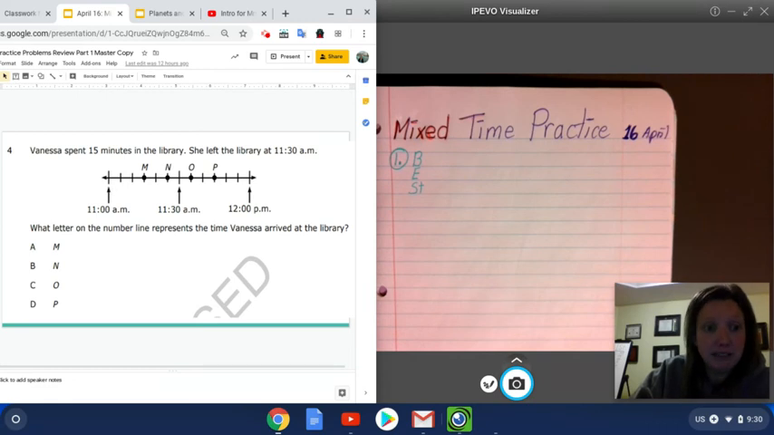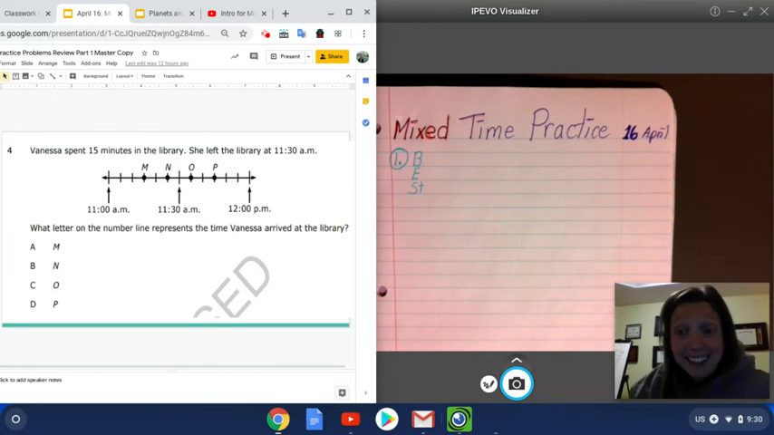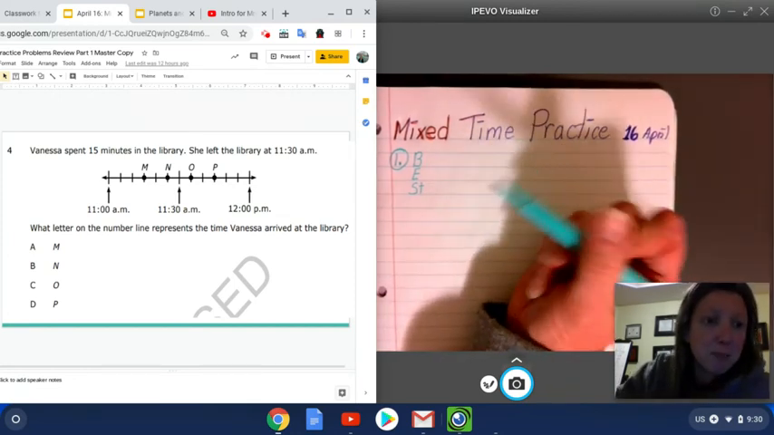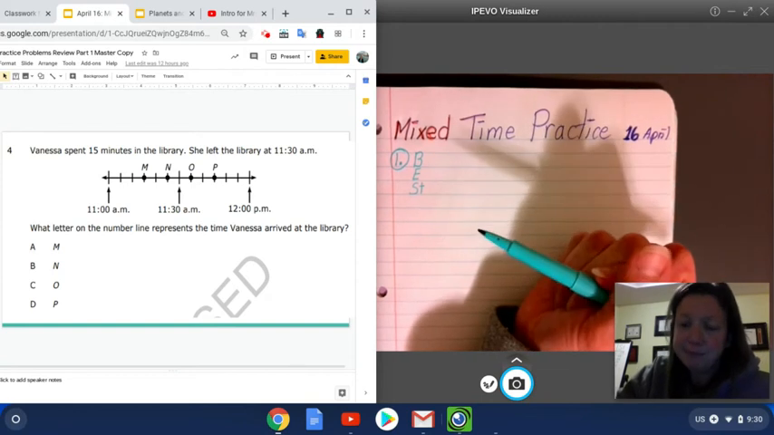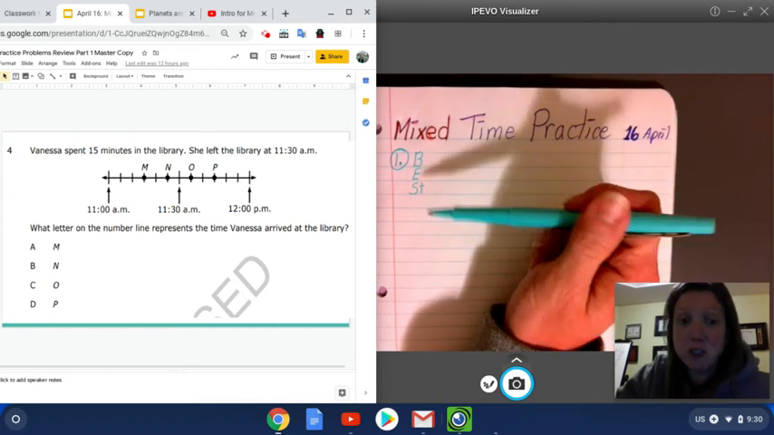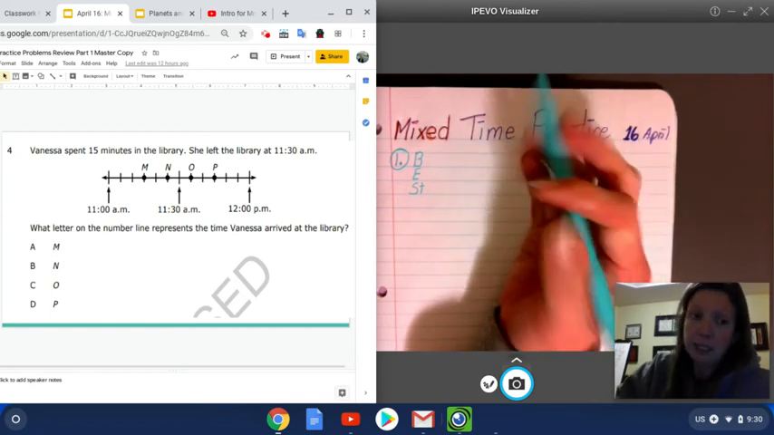So let's try by fives. 11, 11:05, 11:10, 11:15, 11:20, 11:25, 11:30. So they match up. So that means that each of these lines are in 5-minute increments, just like on our clock. So it says, if I read the problem, Vanessa spent 15 minutes in the library. She left the library at 11:30. So we want to know what time she arrived at the library.